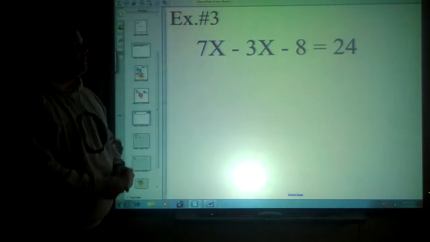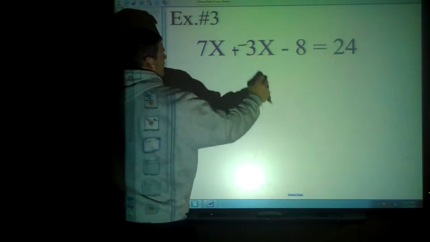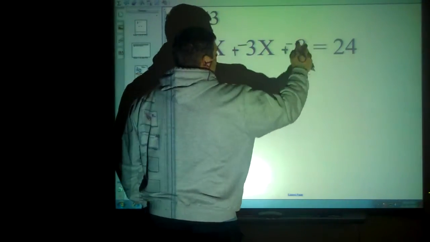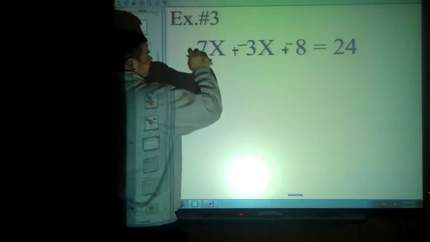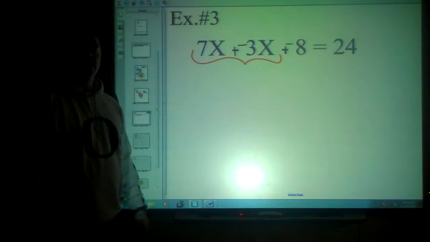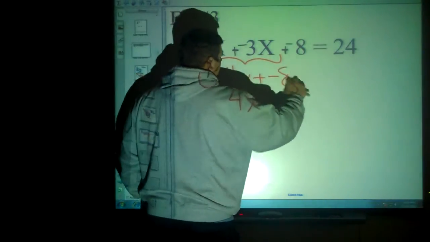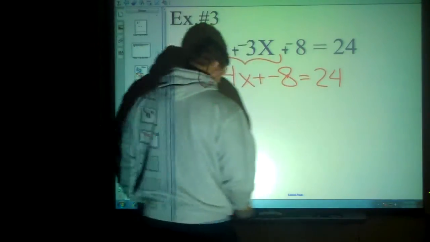Again, very similar to the last problem. We'll do some adjustments. Plus negative 3x plus negative 8. And we need to recognize we have some like parts. 7x's and negative 3x's combine to make a positive 4x plus negative 8 equals positive 24.